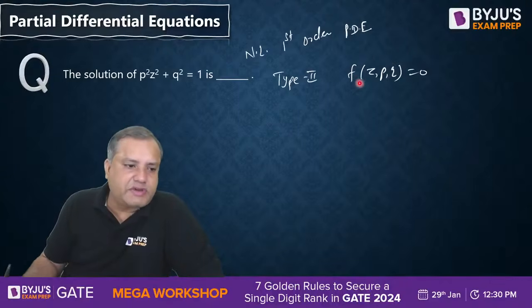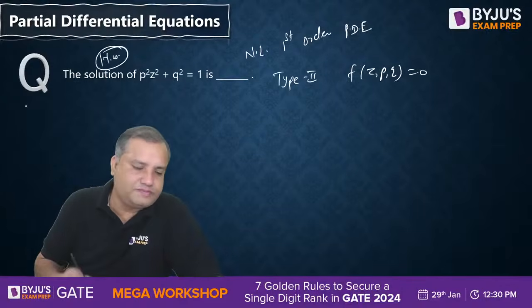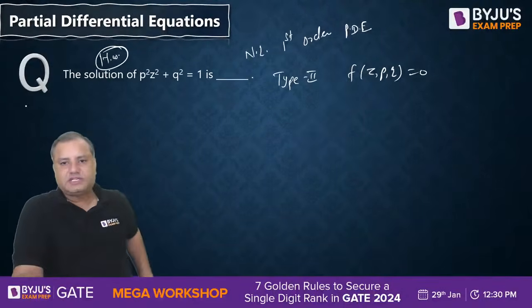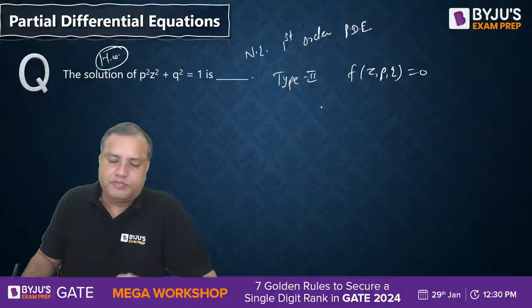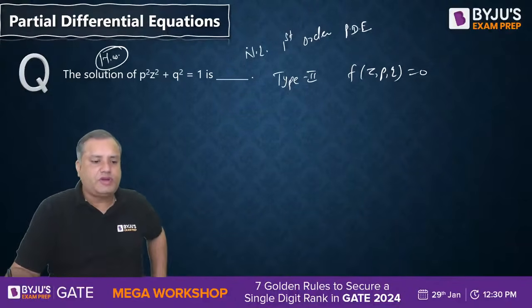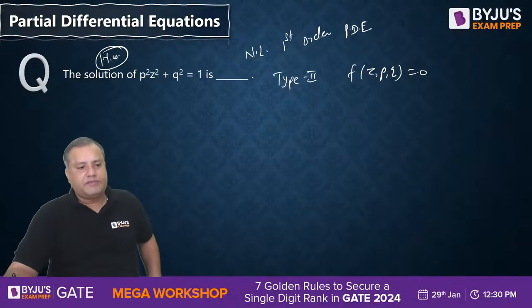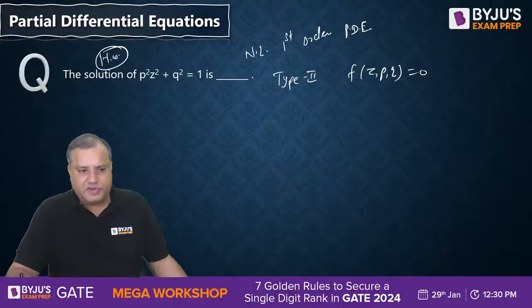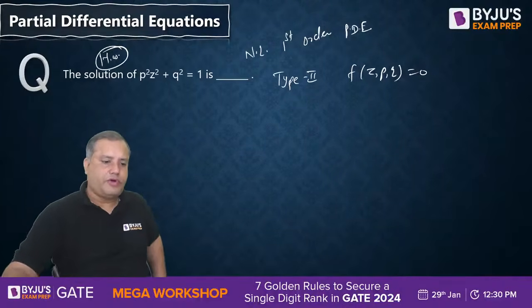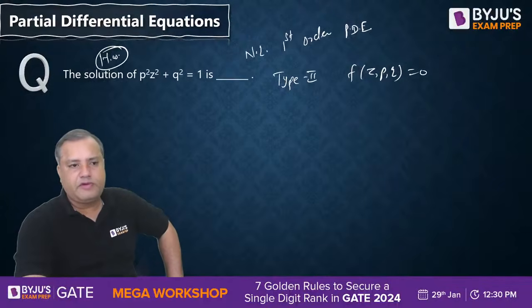Can you solve this? I am keeping this as homework for you. You just need to put P equal to dz by dt and Q equal to a dz by dt, simplify and proceed. I believe every one of you can do this.